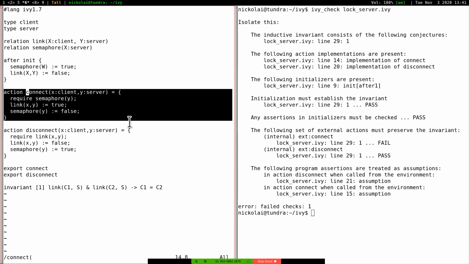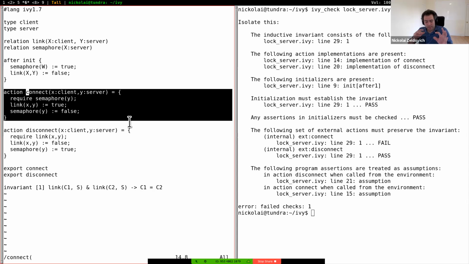I guess the invariant just says that if C1 and C2 are linked with S, then they have to be equal. But before you do the link, XY becomes true, you don't know whether it could be the case that there's some other client that is linked to it. When you run that statement, when you run the link, XY becomes true, you'd have an obligation to prove C1 equals C2, but you wouldn't be able to, I guess.